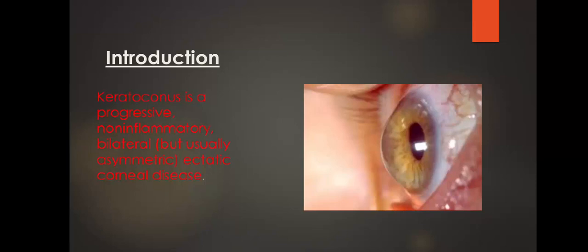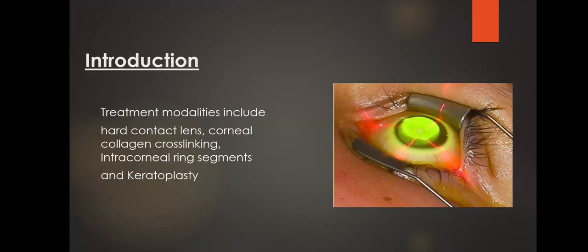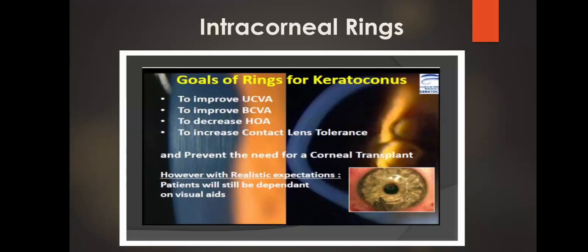Introduction. Keratoconus is a progressive non-inflammatory disease affecting the cornea, which is bilateral but asymmetric. Treatment modalities of keratoconus include hard contact lenses, corneal collagen cross-linking, intracorneal ring segments implantation, and keratoplasty. The goals of rings for keratoconus management are to improve the uncorrected and best corrected visual acuity, to decrease high order aberrations by decreasing the corneal curvature, and to increase the contact lens tolerance by corneal flattening. So we prevent the need for corneal transplantation.